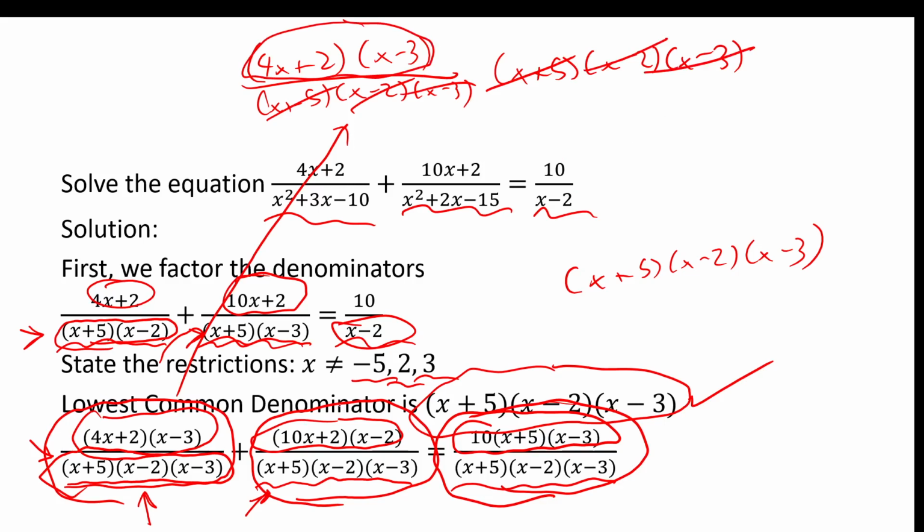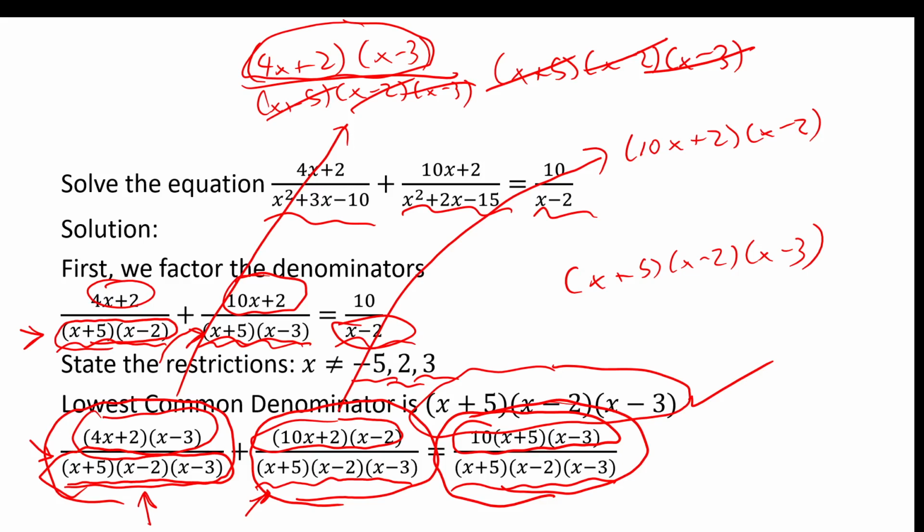Well, the same thing happens with the second one. When we multiply that rational expression by (x plus 5)(x minus 2)(x minus 3), we end up with just the numerator of (10x plus 2)(x minus 2). And finally, that last one, the 10 and then (x plus 5)(x minus 3) over the long denominator of (x plus 5)(x minus 2)(x minus 3), when we multiply it by (x plus 5)(x minus 2)(x minus 3), we're left with just the numerator of 10 and then (x plus 5)(x minus 3).